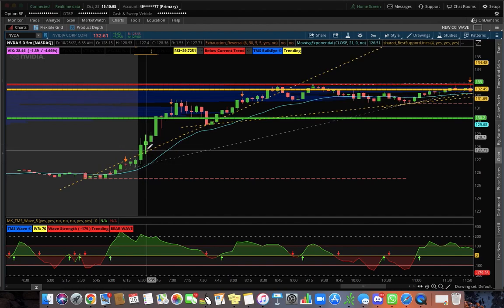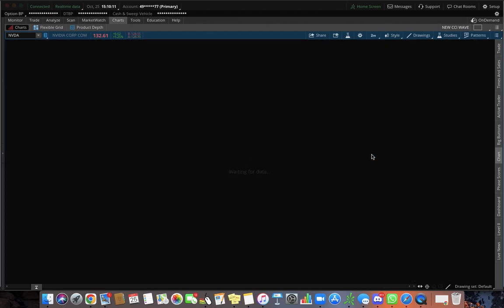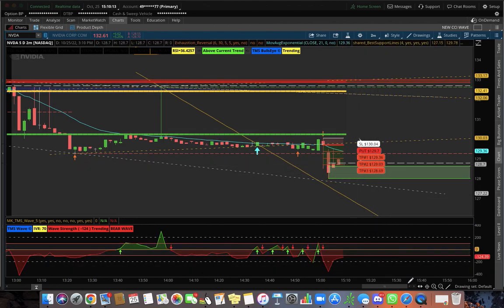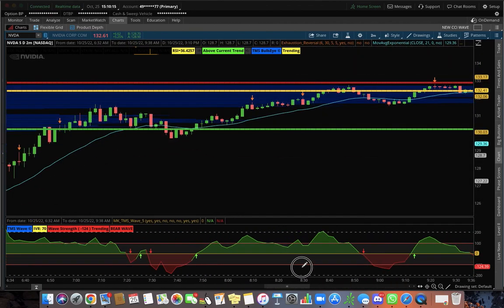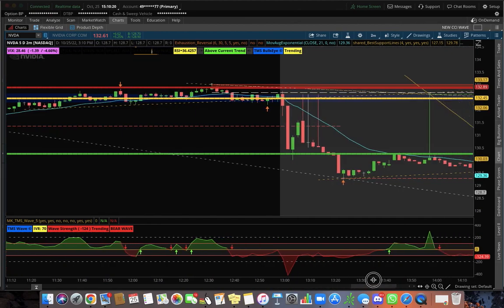So I know that this is a short period of 5 minutes. If that candle is too big for you on a 5 minute, change it to a 2 minute. Let's look at it on a 2 minute and see if that's more reasonable for your risk tolerance on a day trade, right? Let's take a look at that real quick.